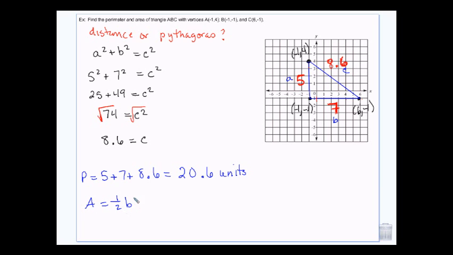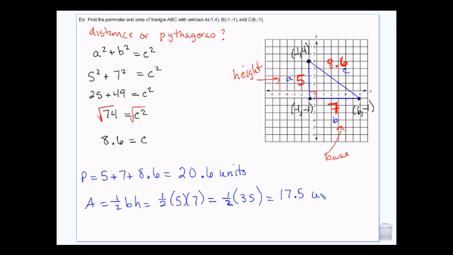And the area is 1/2 of the base times the height. Because I have a right triangle, this is the base, here's the height. In a right triangle, your base and your height are your legs. So I have 1/2 of 5 times 7, so that's 1/2 of 35. Well, 1/2 of 36 would be 18, so that is 17.5. And we have square units because it's area.